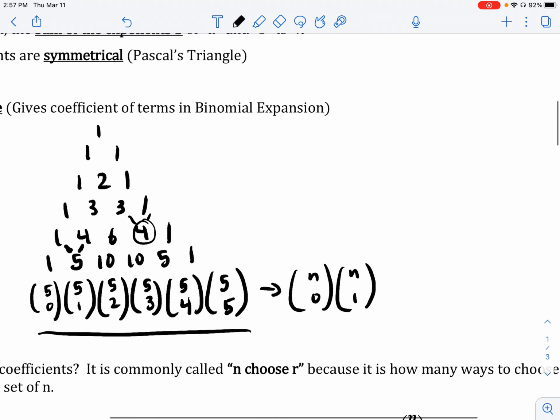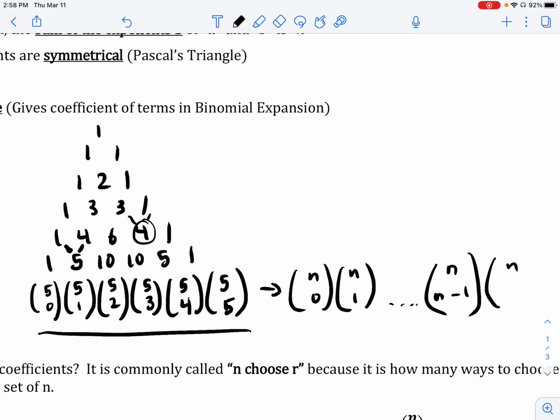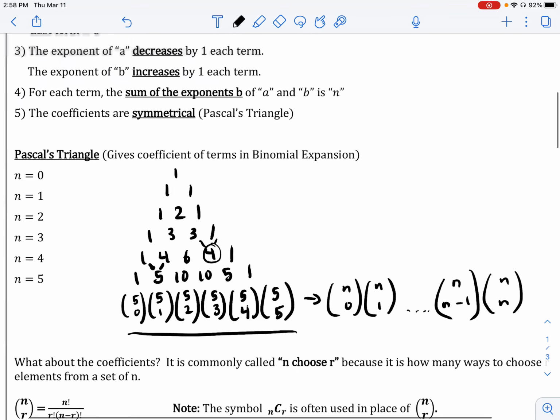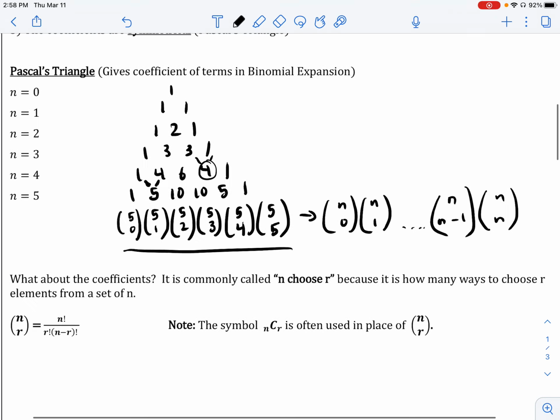All right, now let me break this down. Let me actually just finish writing this so we can get a sense that this is going to keep on going until you get to n choose n minus 1 all the way to n choose n. So how are these coefficients generated?